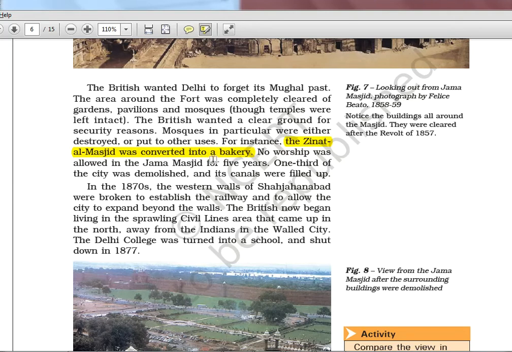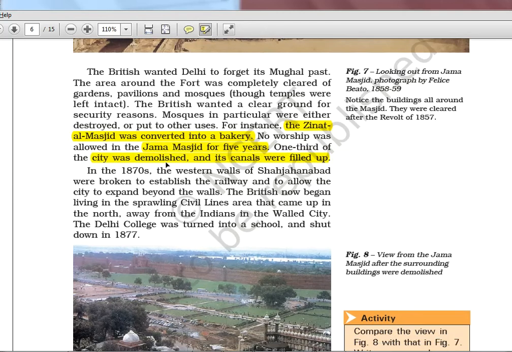Okay, the religious place they're converting it into a bakery. No worship was allowed in the Jama Masjid for 5 years. Okay, 1/3 of the city was demolished and its canals were filled up. So they are like destroying the entire Mughal history out of it. Okay, that is what Britishers tried.